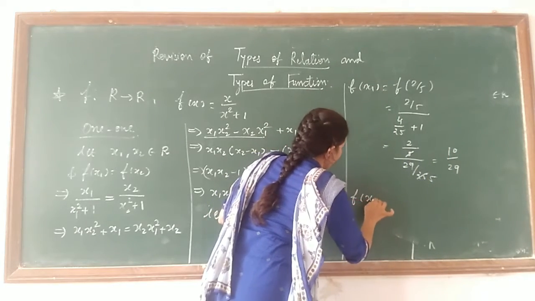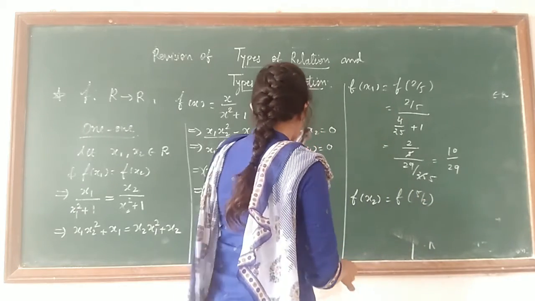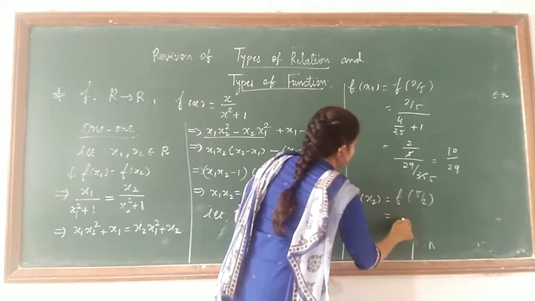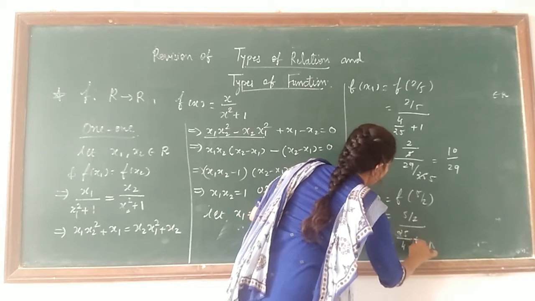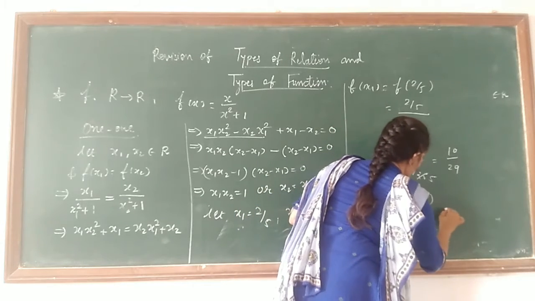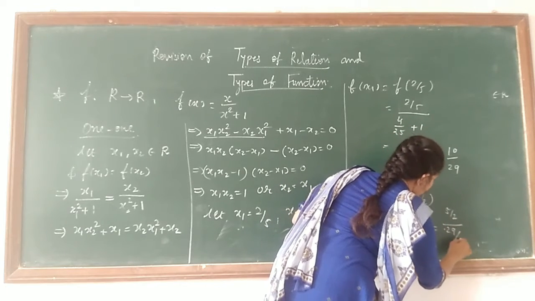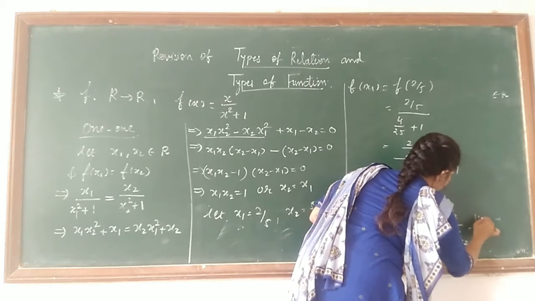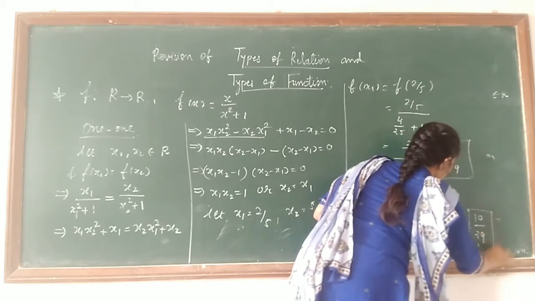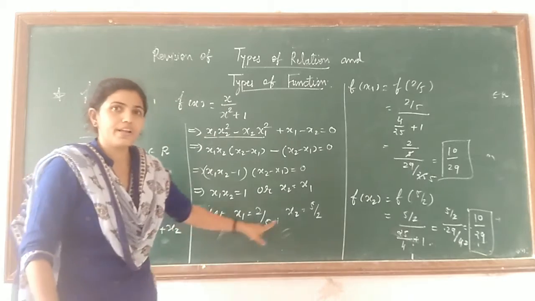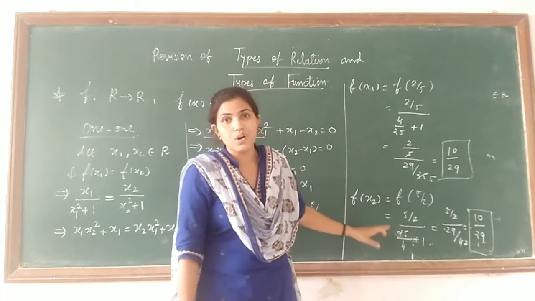Let me find out f of x2. So this is f of 5 by 2. So this will be 5 by 2 upon 25 by 4 plus 1, which is 5 by 2 upon 29 by 4. The 2s are cut, so 5 into 2 is 10 by 29. So what we are getting, you can check here, is that our x1 and x2 are not equal, but f of x1 and f of x2 are equal.